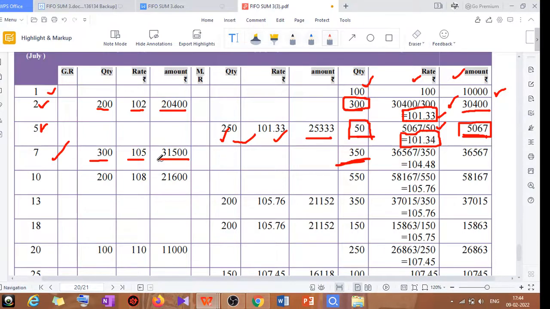5,067 plus 30,500. Got it. So it will be 36,567. Okay. Now how to calculate the rate? That is 36,567 divided by 350. It will be 104.48. Clear? I hope it is clear to you. Let us see the next transaction.